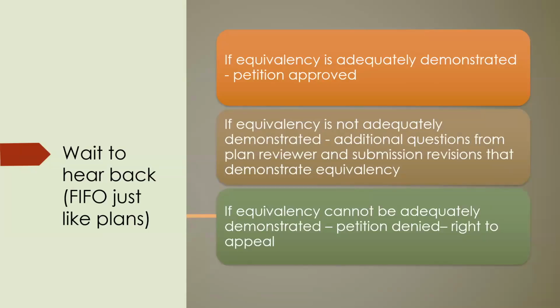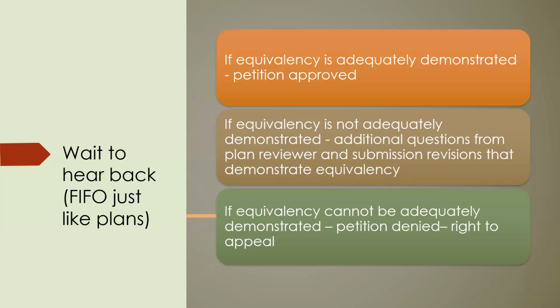What happens after we submit it into ISLA? Well, you wait to hear back. Variances are reviewed and approved in the same first in, first out format, just like plans. But you could basically have one of 3 outcomes when it comes to this. So if equivalency is adequately demonstrated and the form is correctly filled out, the petition will be approved.